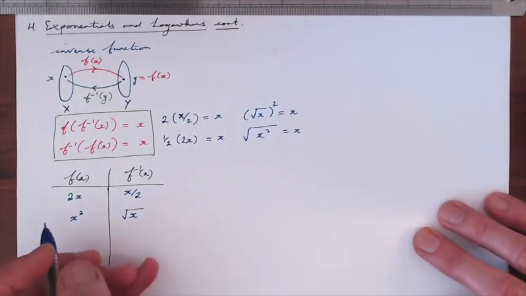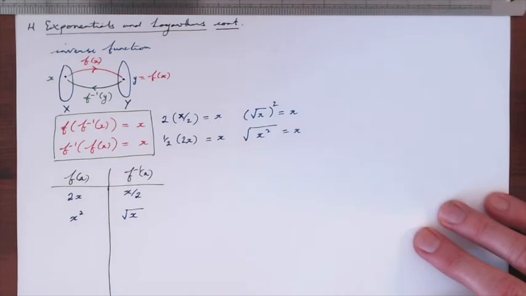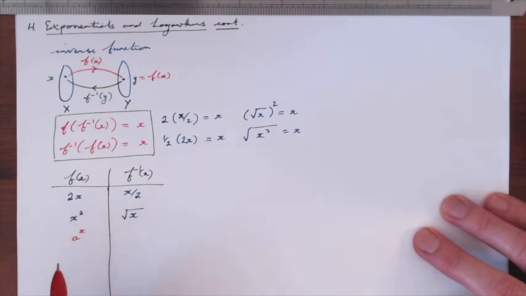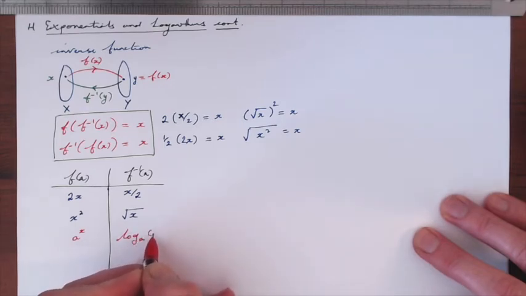So when we come to think of the exponential function, a to the x, we can say, well, what undoes that function? What's the inverse of that function? And by definition, that's the logarithm. So if I have an exponential function with base a, to undo that function, the inverse is the logarithm to the base a of x.